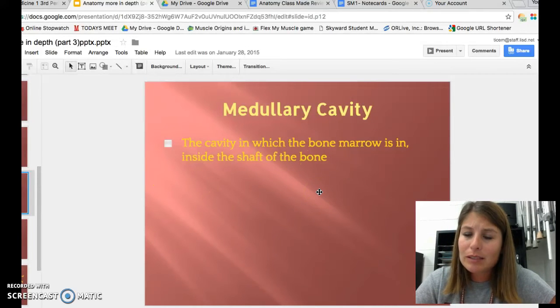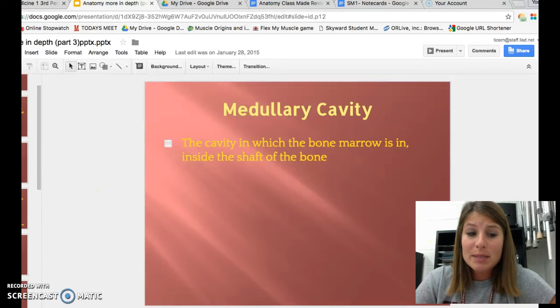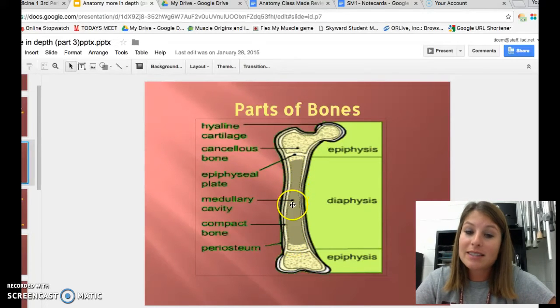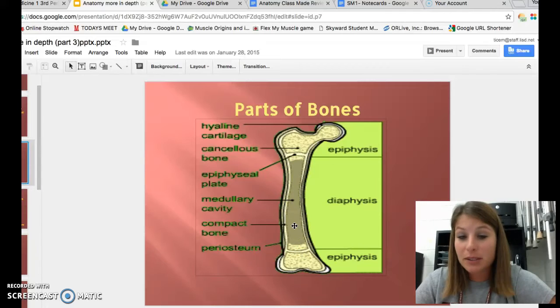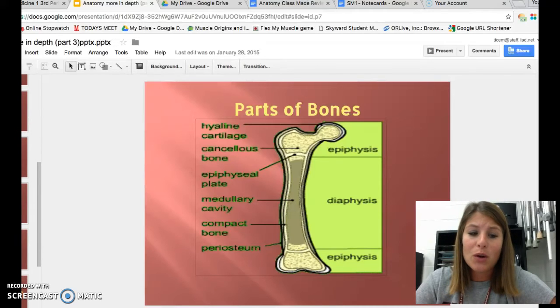Our next term is medullary cavity. Okay, another big word, medullary cavity. And that's going to be just that open space in the middle where the new blood is being produced. Okay, it's kind of like a hollow tunnel in there where our body is developing new blood, as well as bone marrow, which is our next term.